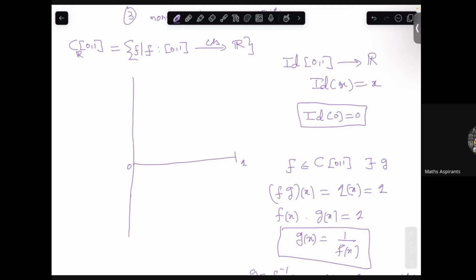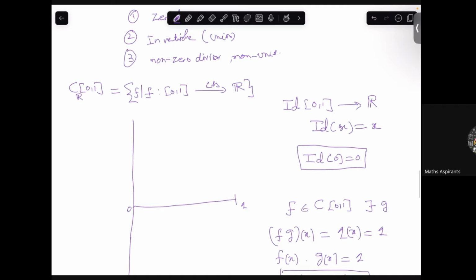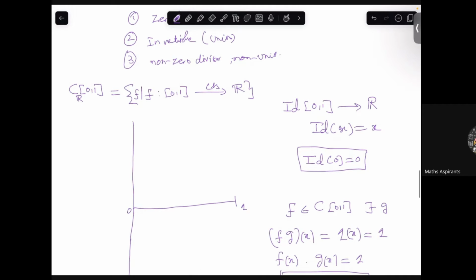So non-vanishing is actually invertible. So you no need to construct the invertible function to see something invertible. All you want is that it is non-vanishing. So identity function is not a unit. Okay, let's understand the zero divisor.